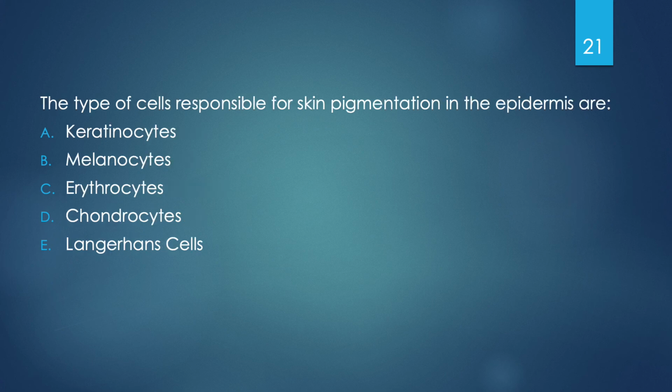The types of cells responsible for skin pigmentation in the epidermis are A. Keratinocytes, B. Melanocytes, C. Erythrocytes, D. Chondrocytes, or E. Langerhans cells. So you might think, oh, well, that Langerhans cells option is new, but no, that's not it. We've already ruled out chondrocytes. It's not cartilage. It's not erythrocytes, red blood cells. Melanocytes produce melanin, so the answer is B, melanocytes.